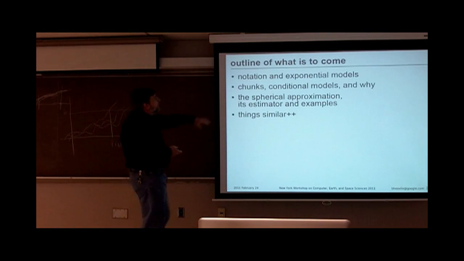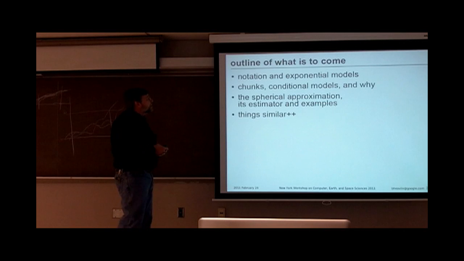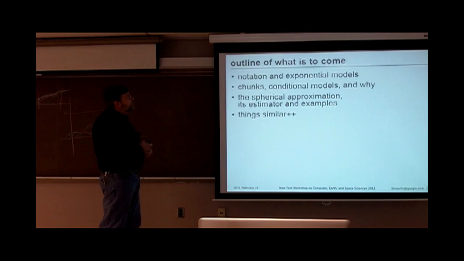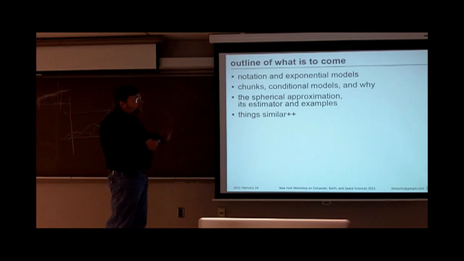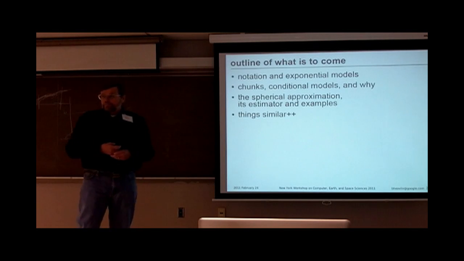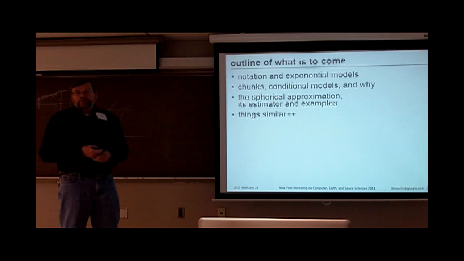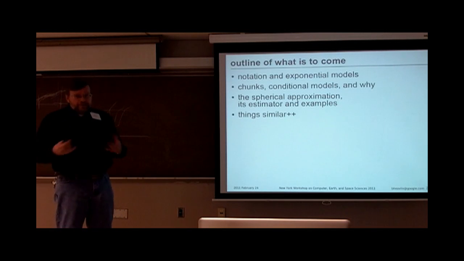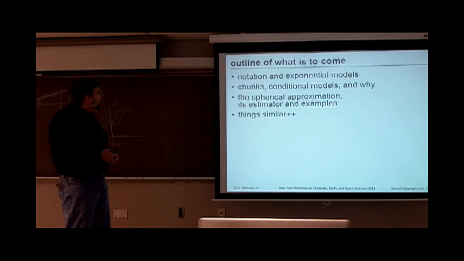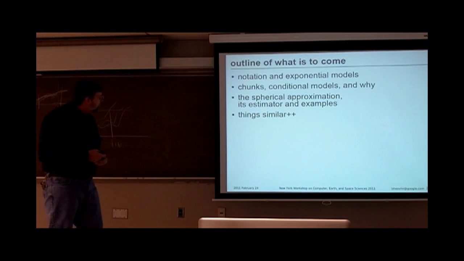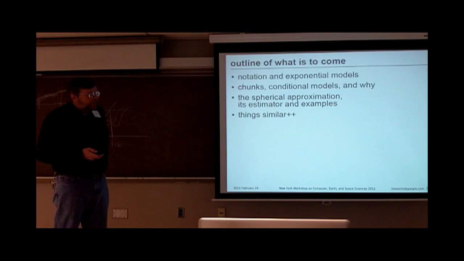So here's the general outline. There's going to be some notation, and the simple models are the exponential family. The second bullet starts introducing some of the meat with conditional models and what I'm calling chunking here. Chunking has a lot of synonyms, but this is one of these cool Anglo-Saxon words that I'm trying to pull you in with. The spherical approximation appears, and then toward the end, I compare it to some other four-letter acronyms.